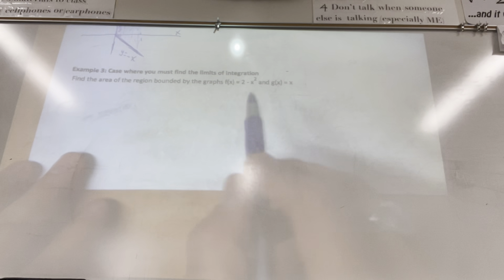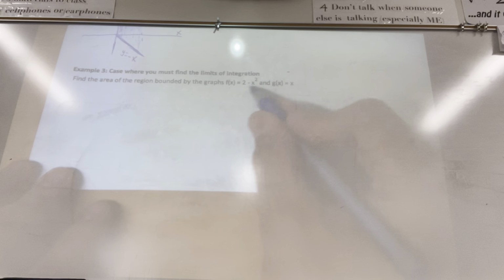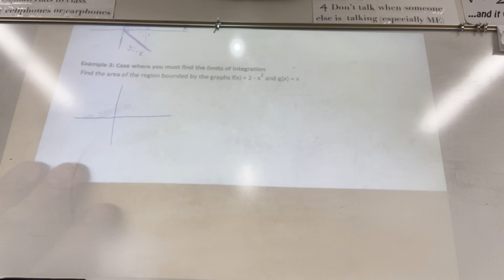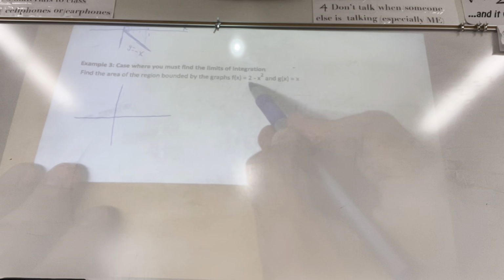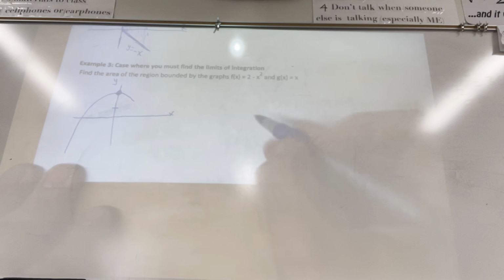Sometimes they're algebraically very easy to find. Sometimes you might need your calculator to see where they intersect. Well, let's take a look at this one. So 2 minus x squared. What does that look like, 2 minus x squared? Parabola. An upside down parabola, facing down. So a parabola that's moved up 2, but it is facing down. And then y equals x.